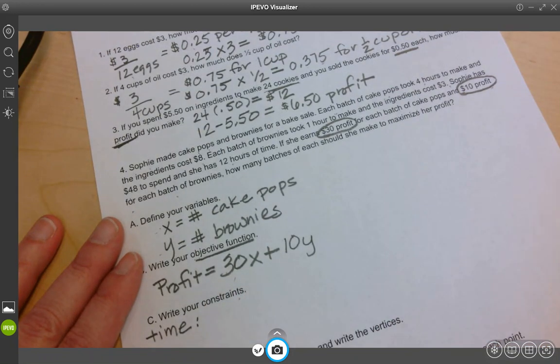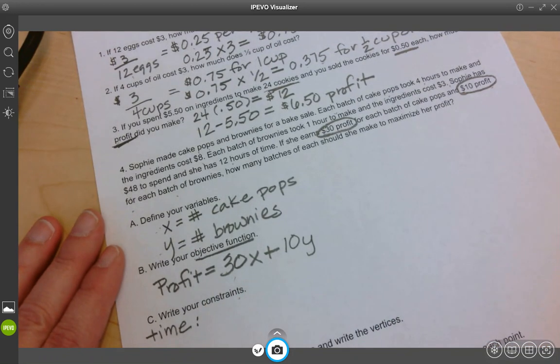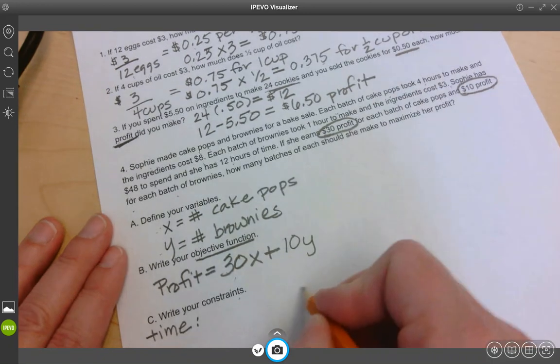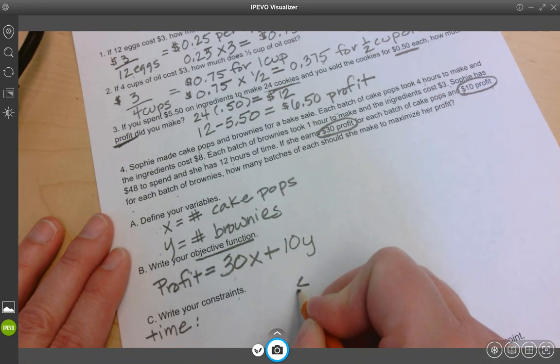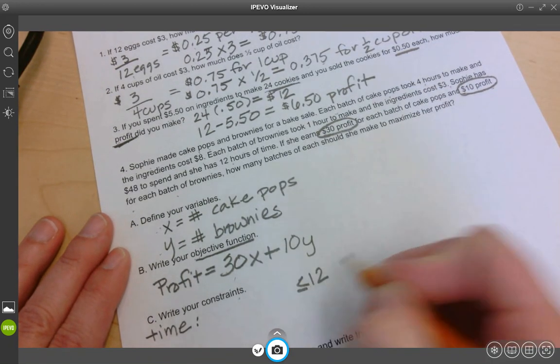Okay, so how much time does she have? She has 12 hours. Can she use more than 12 hours? No. Can she use less? Sure. So she can use less than or equal to 12 hours.